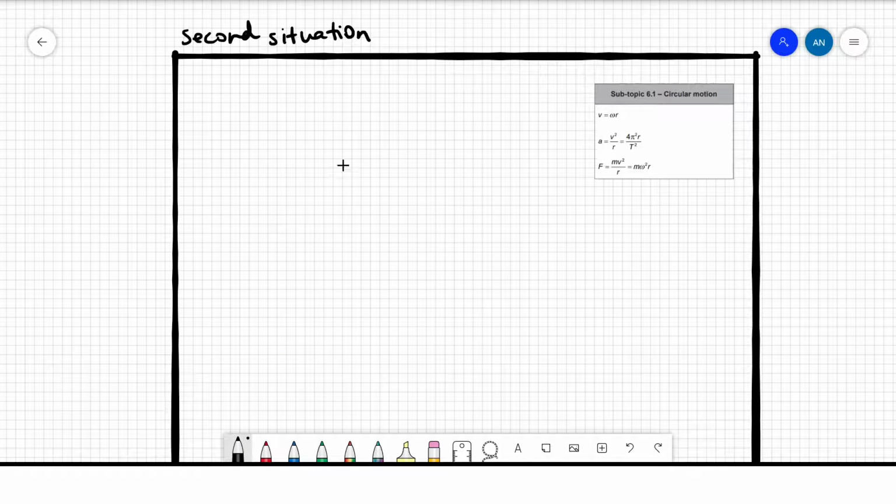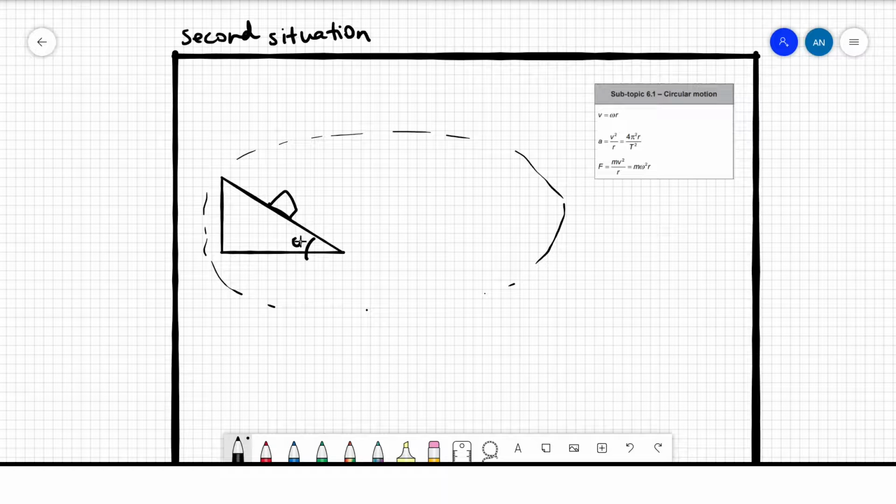Moving on to the second scenario, we have a little bit more of a complicated situation here. We have a triangle, and an object traveling in a circular pattern. Say this angle is theta, and we have to deduce again what velocity it must travel at. The forces that are particularly important in determining the centripetal force are Fg and F normal. Using these two, we can deduce what the centripetal acceleration would be.